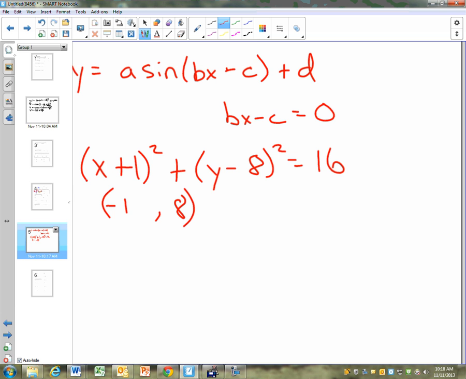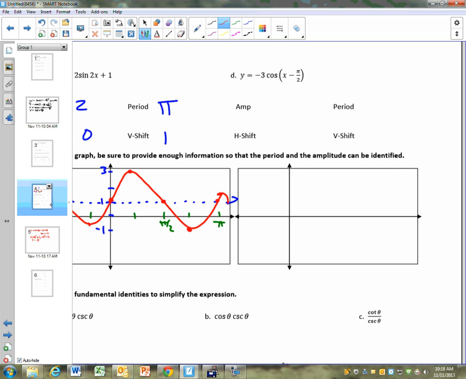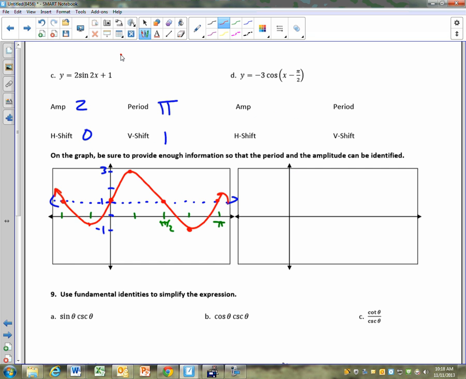So as we look at this graph, you've identified what's the amplitude. 3. So amplitude is always positive because it's the distance it goes up or down from the axis. What's the vertical shift? There's no vertical shift. What's the period? Horizontal shift, pi over 2.